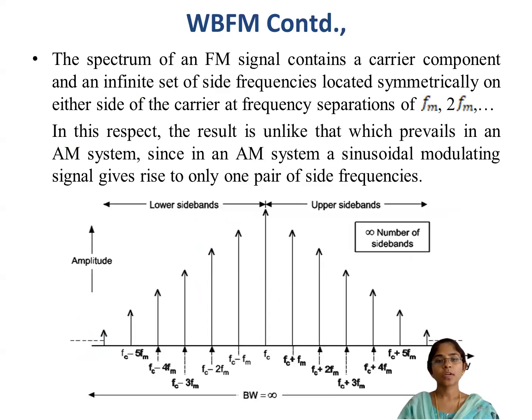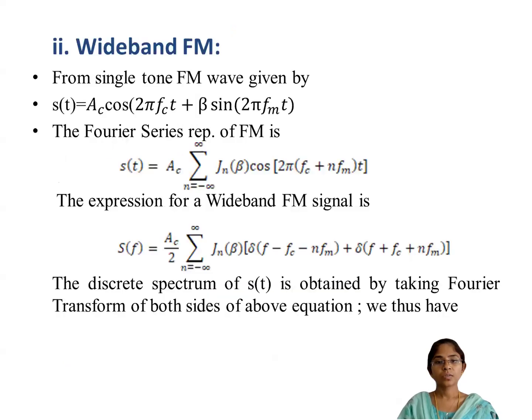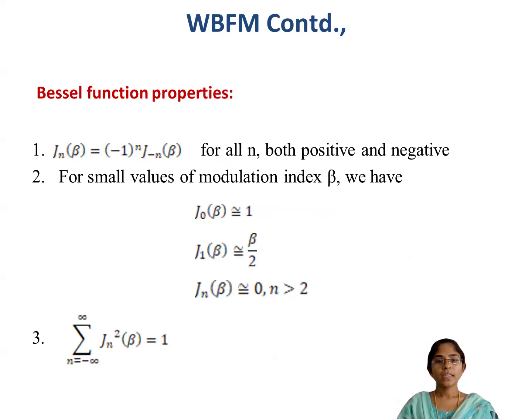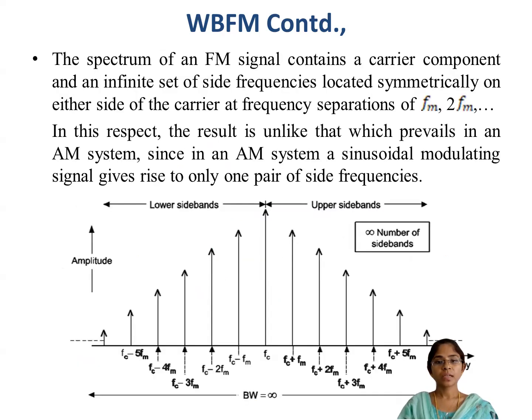So we'll draw the corresponding spectrum of the wideband FM. As I said, we have an infinite number of sidebands in wideband FM as n varies from minus infinity to infinity. S of f is equal to AC by 2 summation n equal to minus infinity to infinity Jn of beta. So n ranges from minus infinity to infinity, so we have J minus infinity of beta to J plus infinity of beta. So ideally the bandwidth of wideband FM is infinity because it has an infinite number of sidebands.